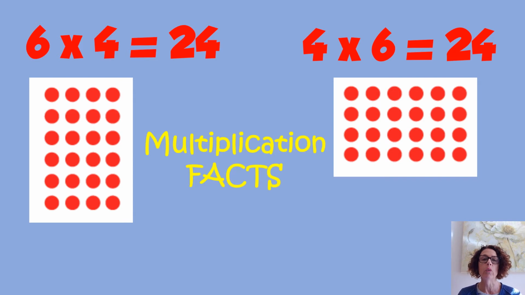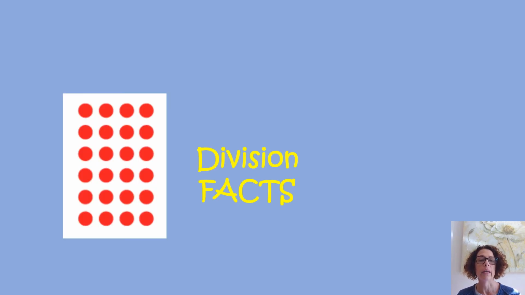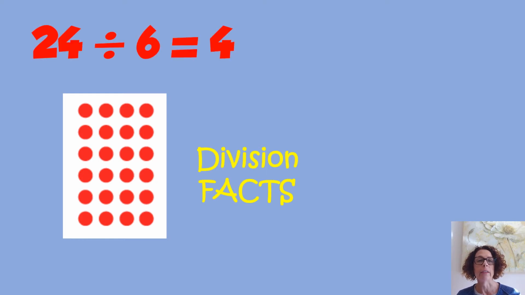As you can see in the multiplication facts, all the numbers are the same, they are just rearranged in a different way. So now we're going to look at division facts which are related to 6 times 4. Okay, so there's our array again. How do we make a division fact?